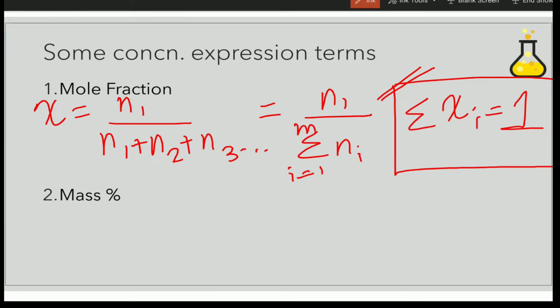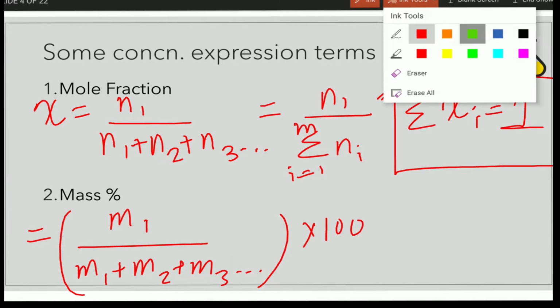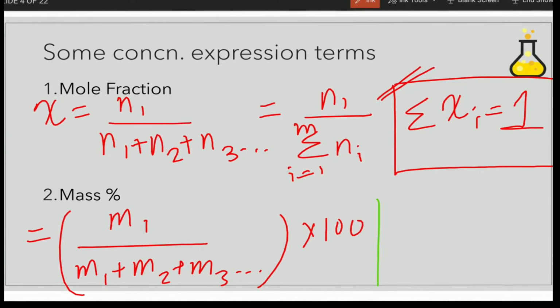The second is the mass percentage. Quite easy to understand. It is equal to mass of the component in consideration upon total mass of the mixture, that is M1 plus M2 plus M3, so on and so forth, multiplied by 100. Another important fact here is that volume percentage is exactly the same, conceptually as well as formula wise.